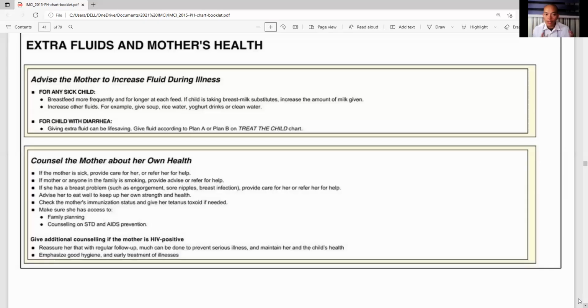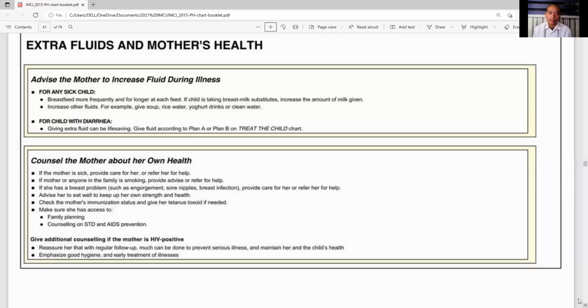Okay, so it will engorge, it will swell. Okay, it will be painful. The problem is hindi na nagsasak yung bata kasi may sakit yung bata. What will happen? There is engorgement, sore nipples, breast infection. So provide care for her or provide help.